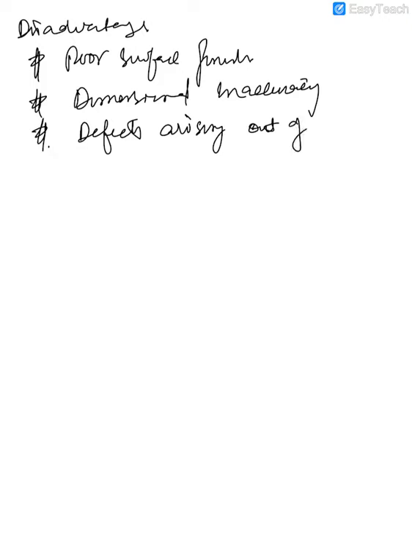Now, about disadvantages: poor surface finish, dimensional inaccuracy, and defects arising out of moisture present in casting. So these were some advantages, disadvantages, and the factors that should be considered before selecting a casting process.